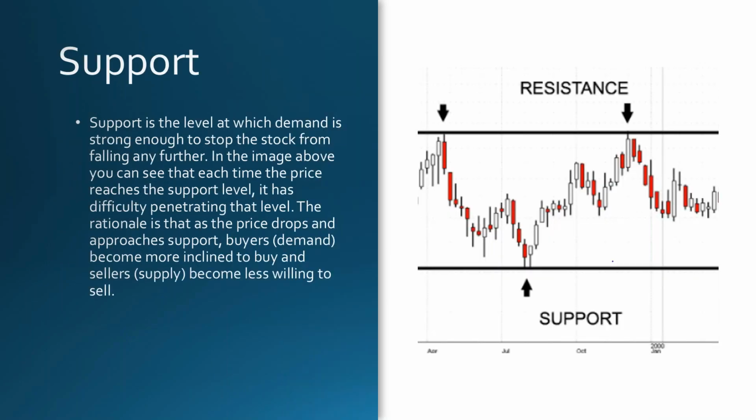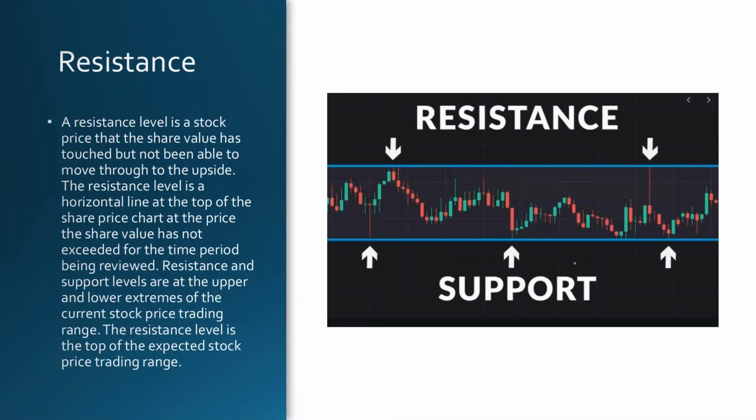So support and resistance just go hand in hand. It's really just understanding where these price points are going to be, where we're going to be seeing a reversal point. Support is going to be the floor and resistance is going to be the top. A resistance level is a stock price that the share value has touched but has not been able to move through to the upside. The resistance level is a horizontal line at the top of the share price chart at the price the share value has not exceeded for the time period being reviewed. And just like today, we can see that there are many different channels that form.